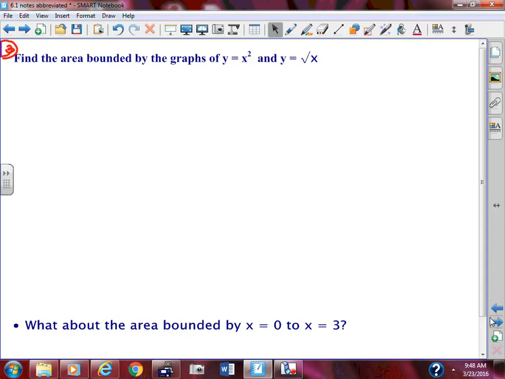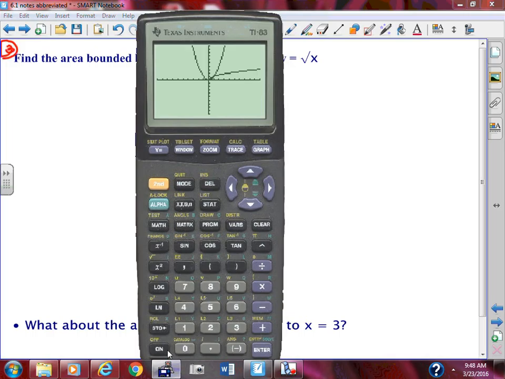Meaning starting today, make sure you're using the calculator. Get comfortable with it. Just like getting ready to take your driving test, you want to get lots of practice with that calculator. So I highly recommend that you go ahead and get this thing graphed. So go to y equals. In y1, you're going to put in x squared. And in y2, you can put in the square root of x.